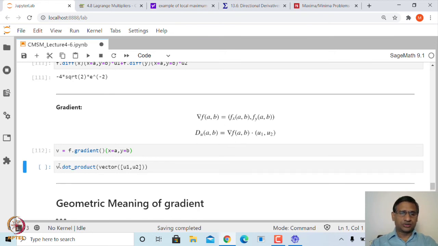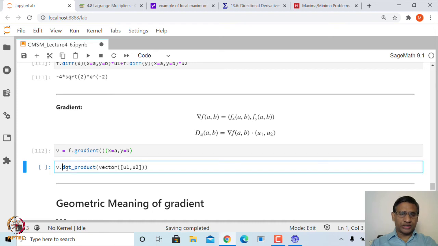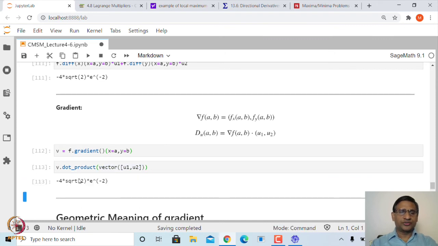So v dot, that is the dot product of v with respect to the vector u. So u, as a vector, you can define like vector u1, u2 that gives the coordinates. So you should be able to see that this is the directional derivative of f in the direction of u at (a, b), right.